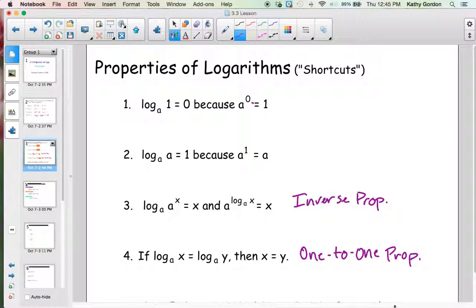Now we're actually going to see more of that property next lesson, but it's introduced to us in this lesson, so we'll include it in the list and then we'll work with it more next lesson.